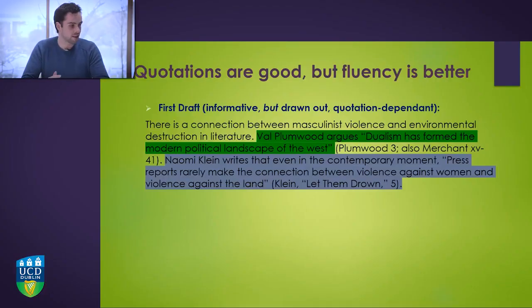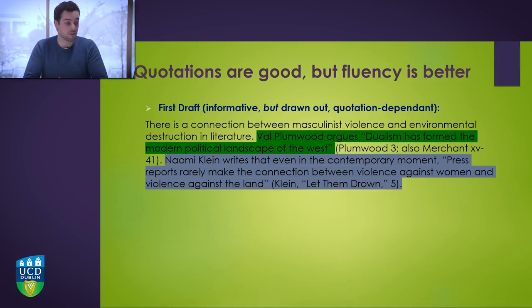It's just something that takes a lot of practice. So a first draft might look something like this. There is a connection between masculinist violence and environmental destruction in literature. Val Plumwood argues, quote, dualism has formed the modern political landscape of the West, end quote. Naomi Klein writes that even in the contemporary moment, quote, press reports rarely make the connection between violence against women and violence against the land, end quote.